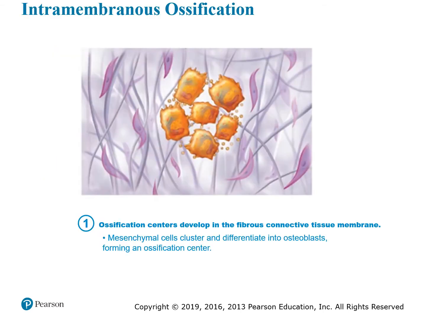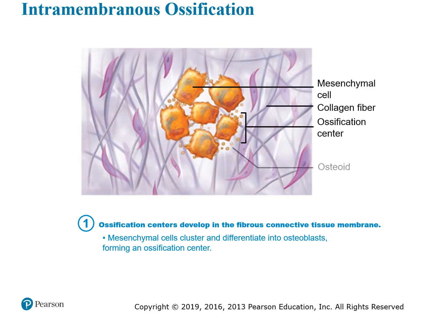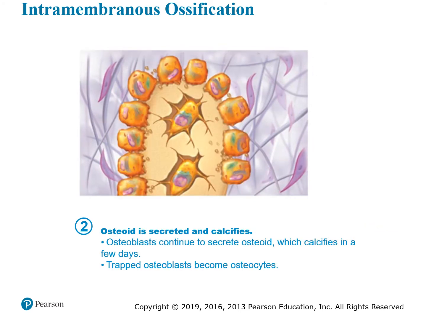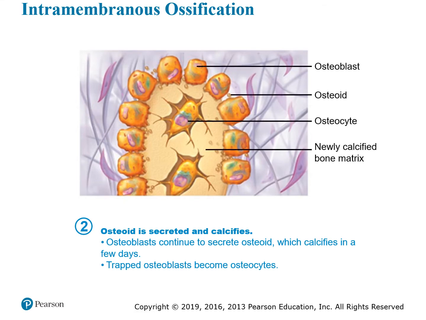So here's our four steps. This is ossification centers developing in the fibrous connective tissue membrane. So you see the mesenchymal cells which have clustered, collagen fibers surrounding, and in this ossification center, this is where you're seeing some of the differentiation into osteoblasts. Again, the osteoid is non-calcified bone matrix, and the osteoblasts themselves are the cells that will continue to produce the bone matrix. In the second step, osteoid gets secreted and then calcifies.